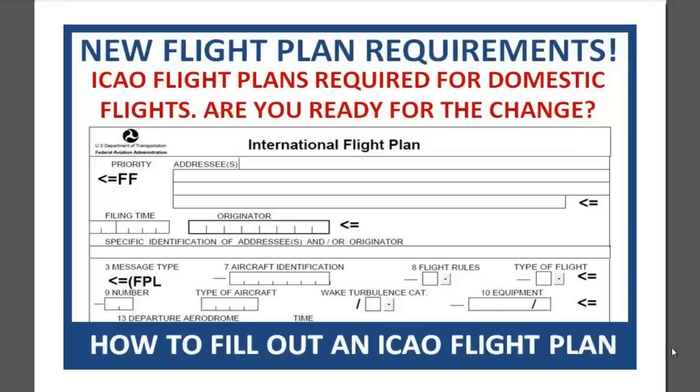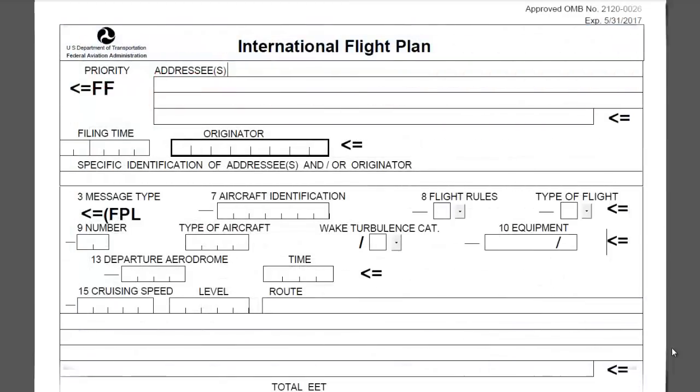From everything I've been reading lately, the FAA is going to start requiring people to use ICAO flight plans for their domestic flights. This is supposed to happen by October 1st, 2016, from what I understand. And many people have not even used an ICAO flight plan before. So I decided to put together this little tutorial to give you an idea of what's coming up and how to use it. So this is a new flight plan form that you are going to be required to use.